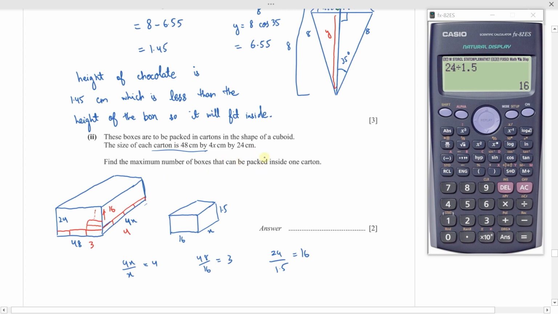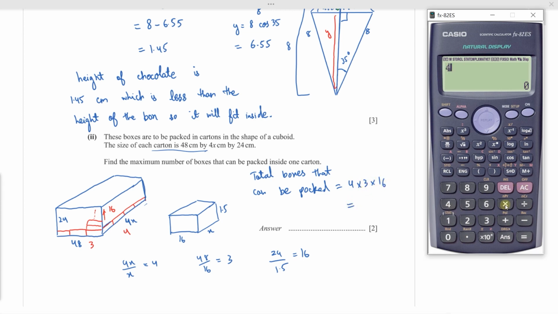So the maximum number of boxes that can be packed equals this 4 multiplied by this side 3, and along this side we can pack 16. So total we can pack 4 into 3 into 16, which is 192. You can also calculate this number 192 by dividing the volume. So you calculate the volume of this, divide by volume of this, you will get the same answer.